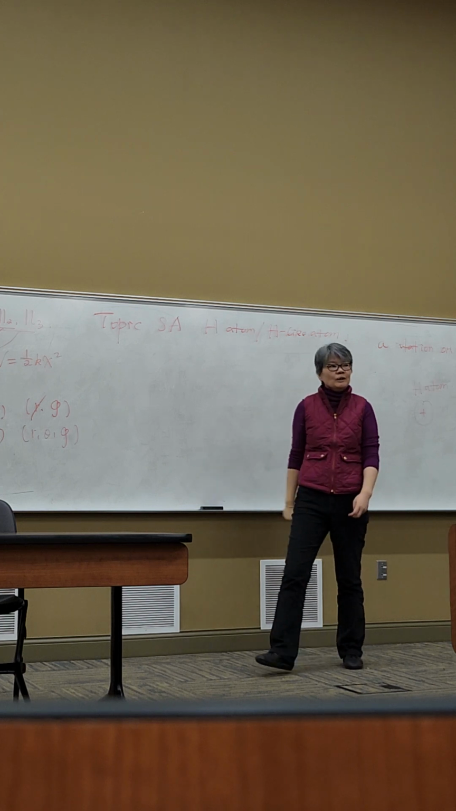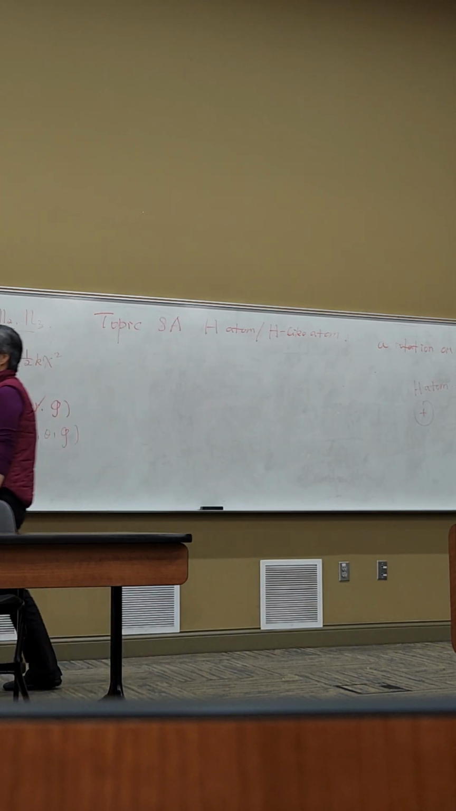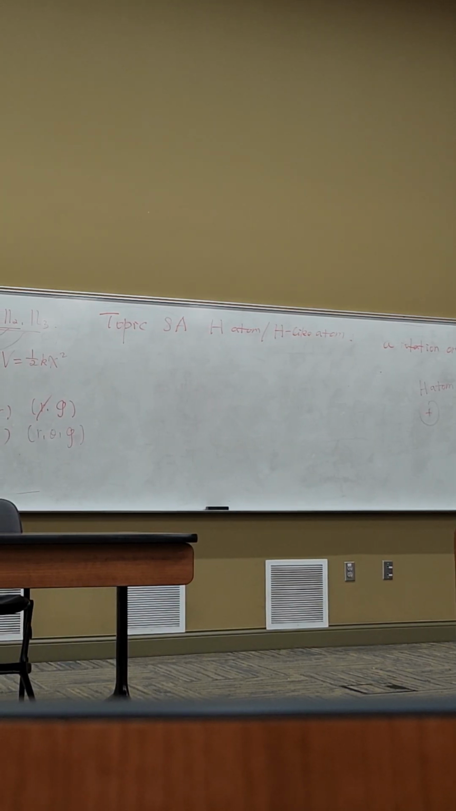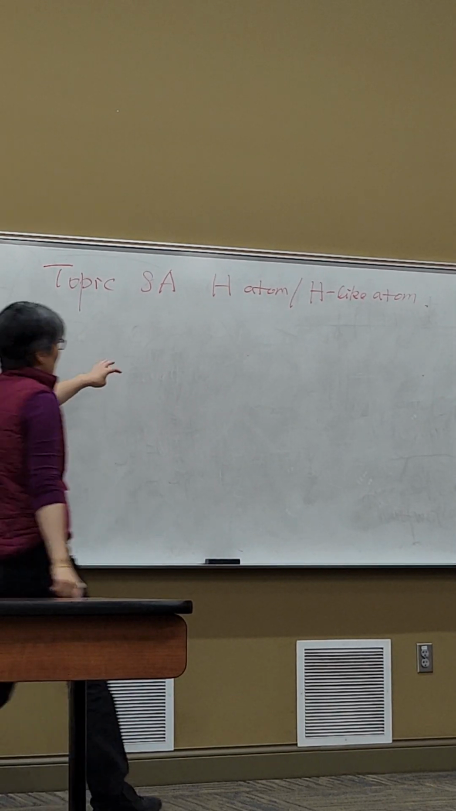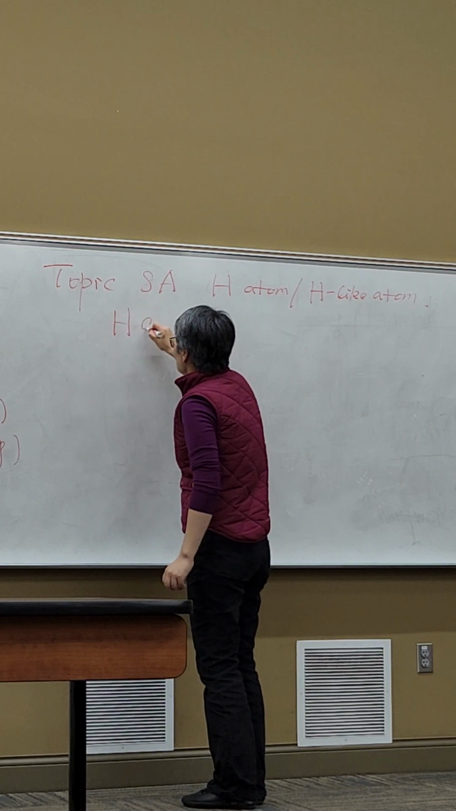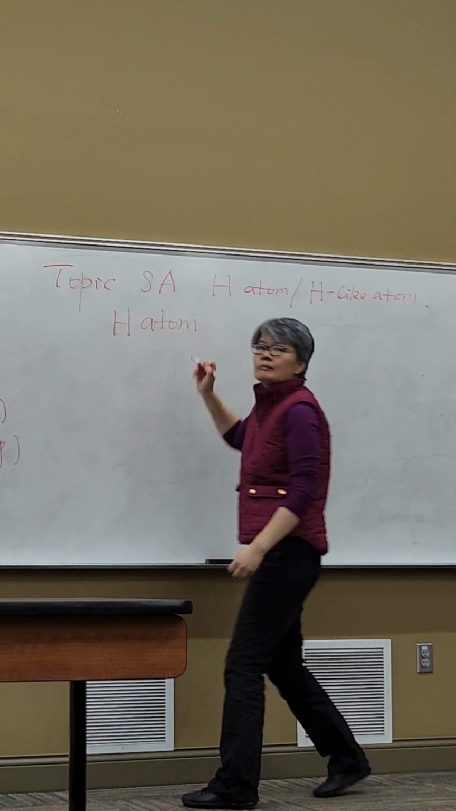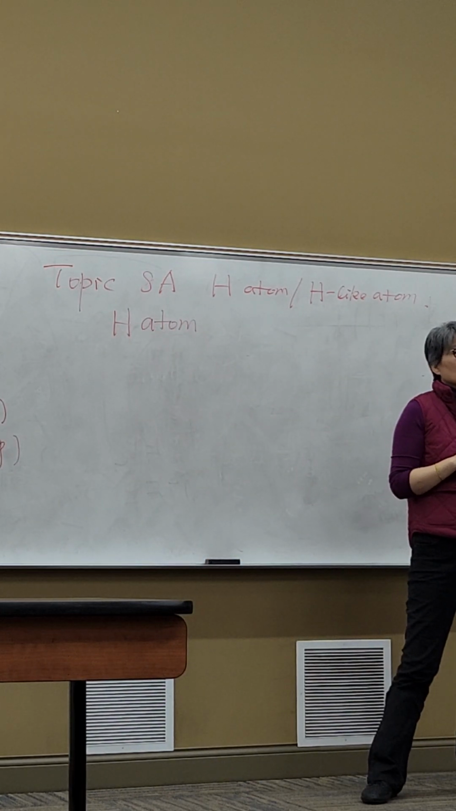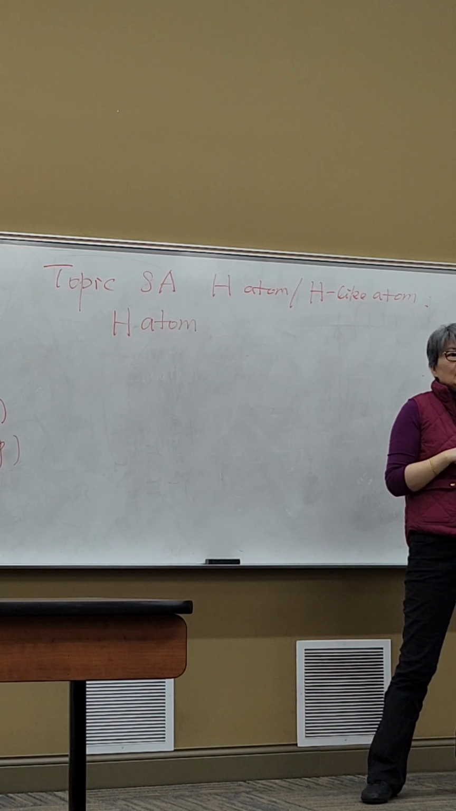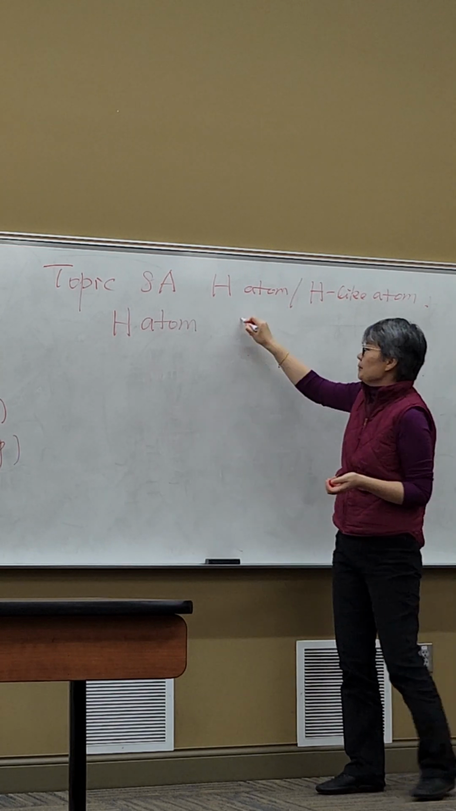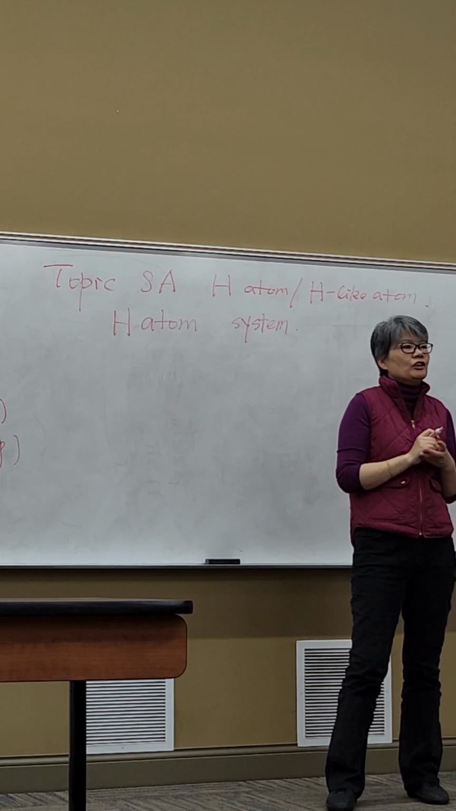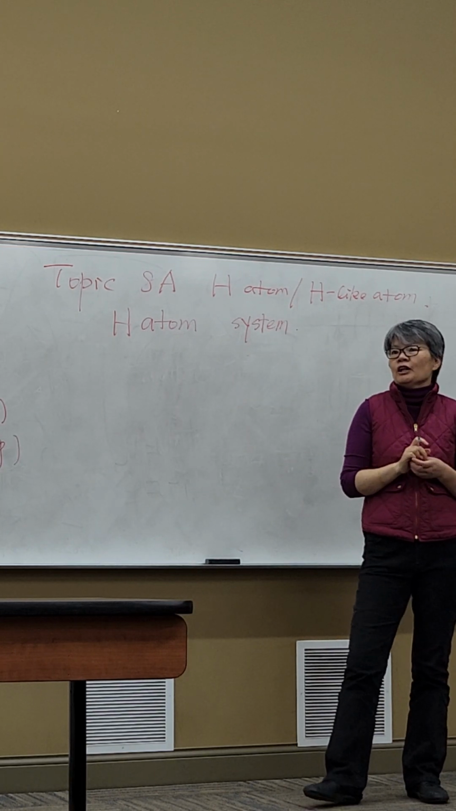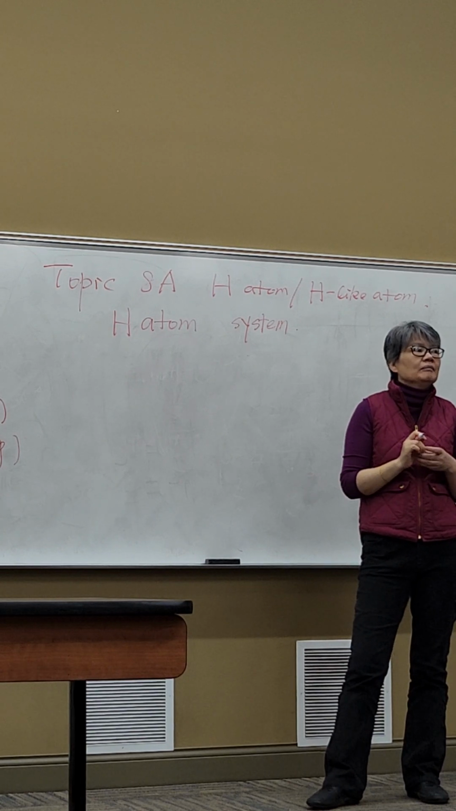Okay, so the hydrogen atom, or I say hydrogen-like, or you can say hydrogenic atom. Now, what is a hydrogen atom, guys? What constitutes a hydrogen atom? Proton. They have a proton. What else? Because that's our system. From the quantum mechanics point of view, we need to define the system. So the hydrogen atom is our system.